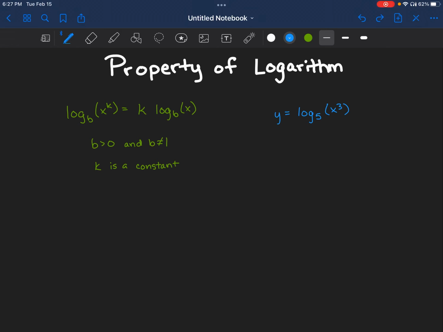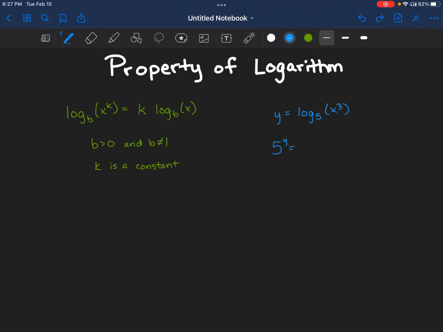The first thing I'm going to point out is if I change this logarithm to an exponential function, it's going to be base 5. So let me go ahead and do that. 5, and this right here is going to be my exponent. Whoops, didn't mean to get rid of the 5. And this equals the expression in the parentheses, which is x cubed.